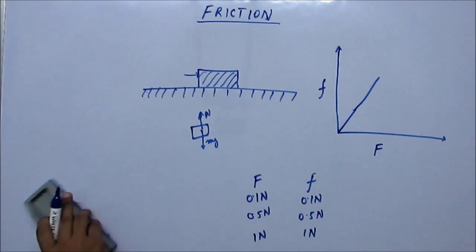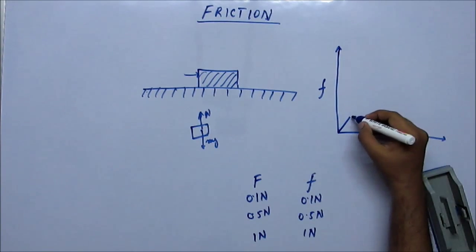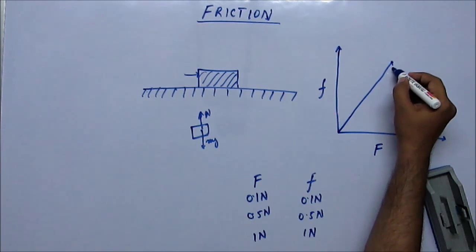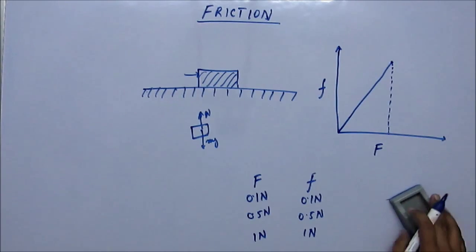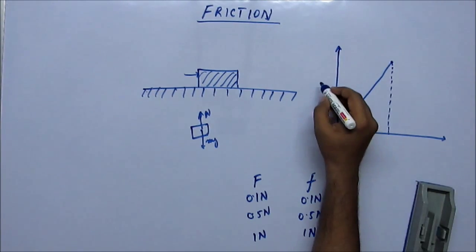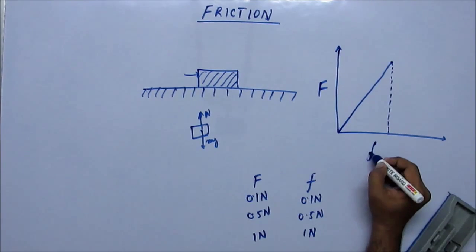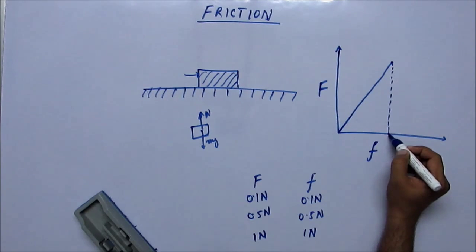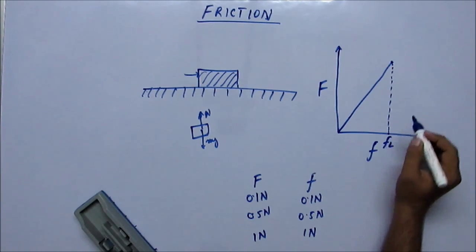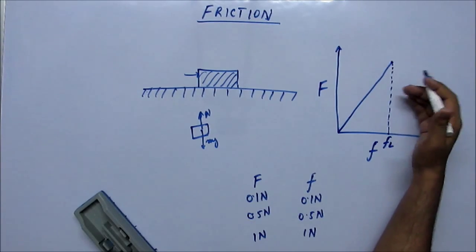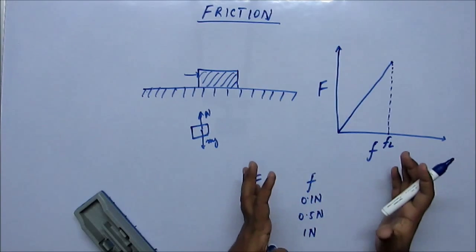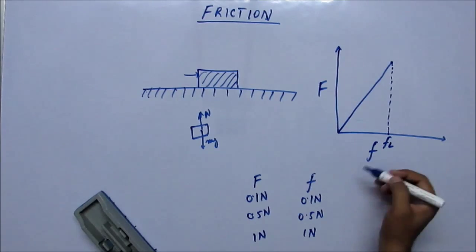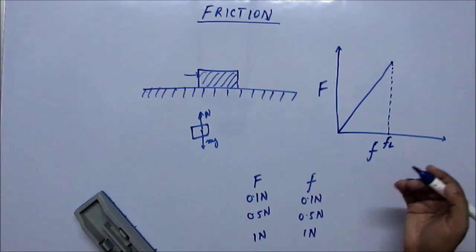It keeps on increasing up to a certain limit. Suppose till this point the friction force keeps on increasing. Let us draw applied force on the y-axis and friction force on the x-axis. Now this is the stage at which the body just starts to move. This is called limiting friction. After that the body will start to move. We'll discuss what happens after that, but until the body moves, the friction force equalizes the applied force. And it is a self-adjusting force. It keeps on increasing as the applied force keeps on increasing.